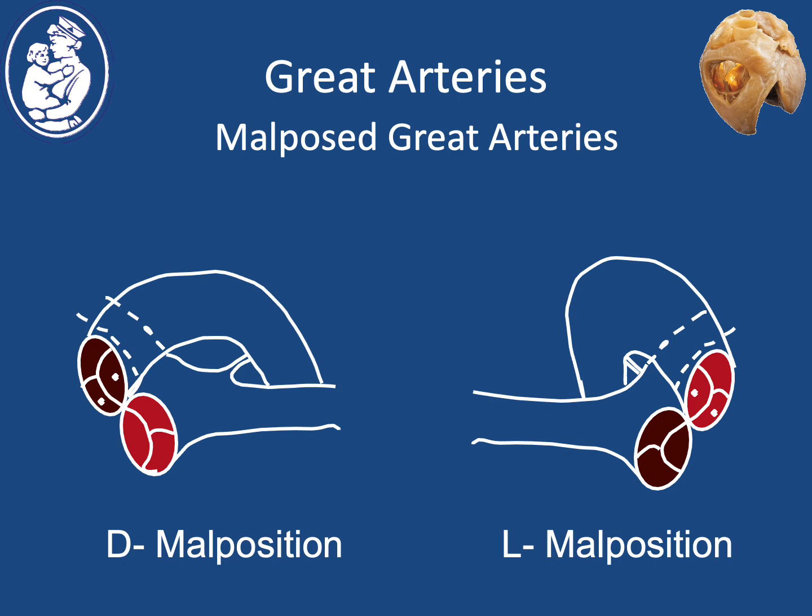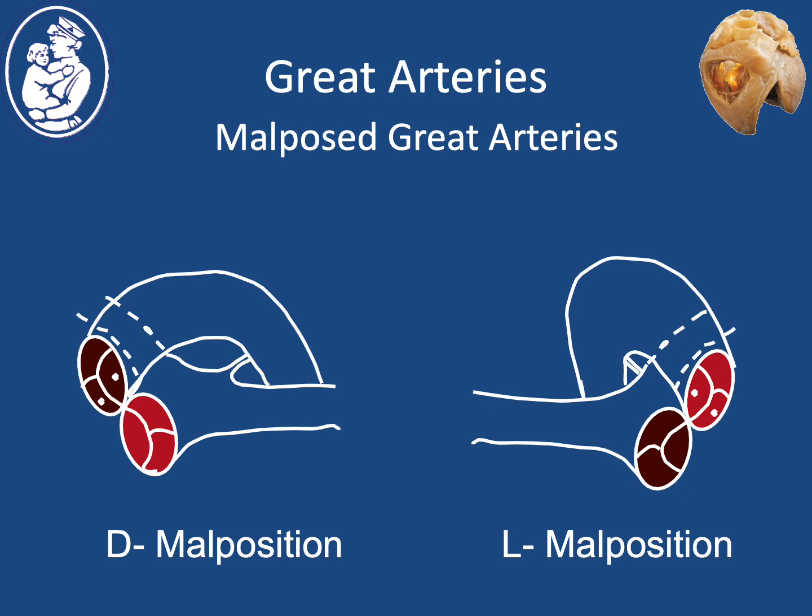Here, the position of the aorta is used to name the type of malposition present. For example, in the cartoon to the left, we see the aorta is anterior and rightward. The malposition is then known as D or dextro malposition because of the rightward position of the aorta.